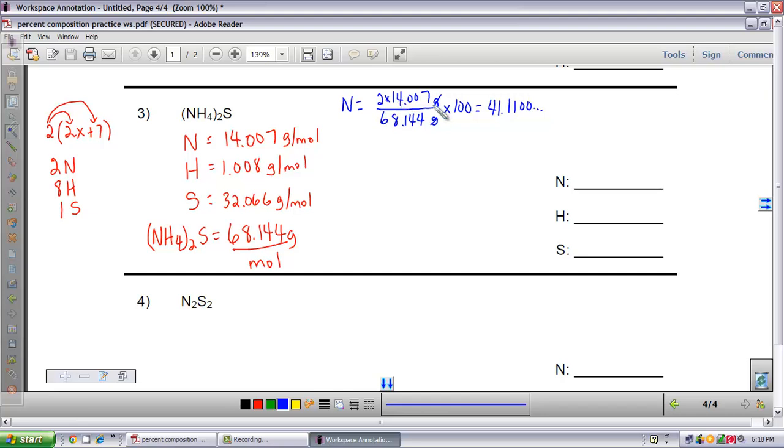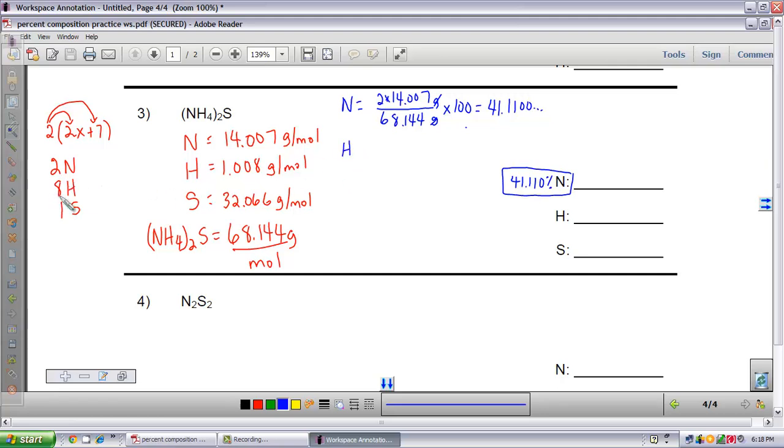Okay, so if you look here, there's 5 significant figures. There's 5 significant figures. This is assumed to be an exact 100, so we didn't write out all the decimal places. But the nitrogen is 41.110. I think I'm going to put it right here, 41.110% nitrogen. Okay, let's look at hydrogen.